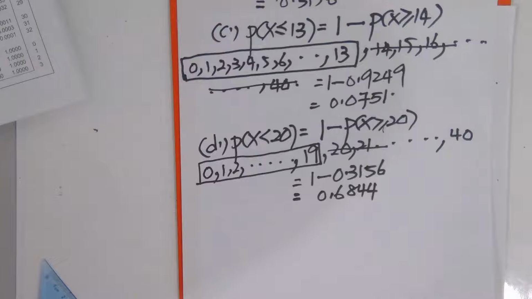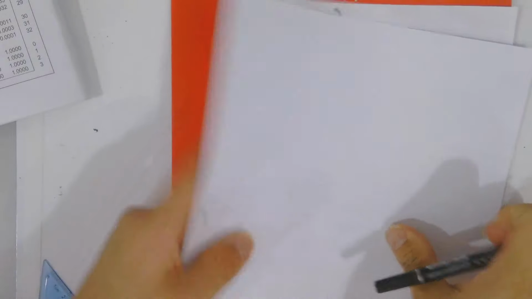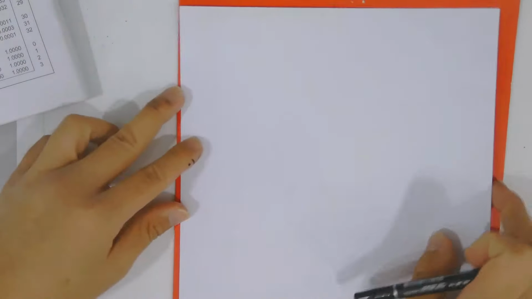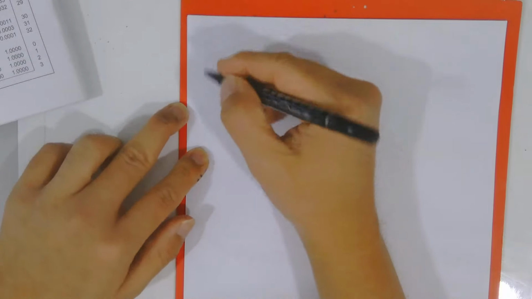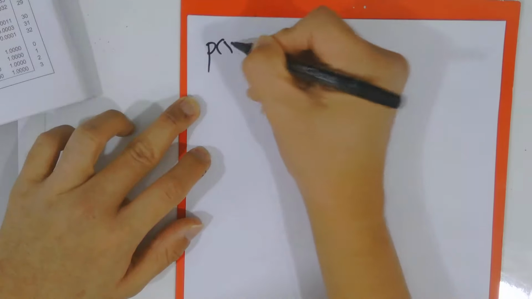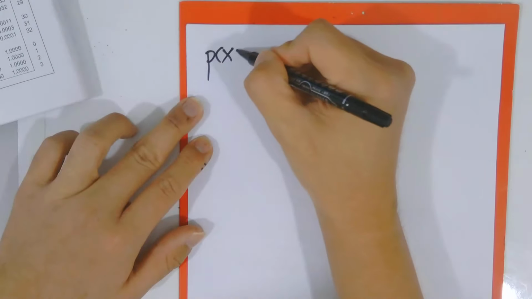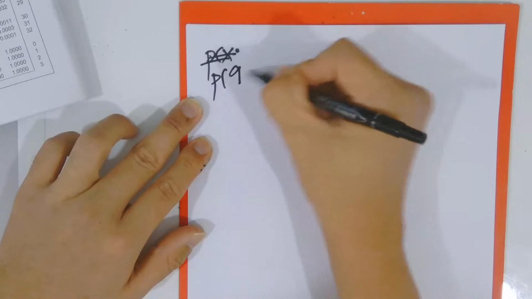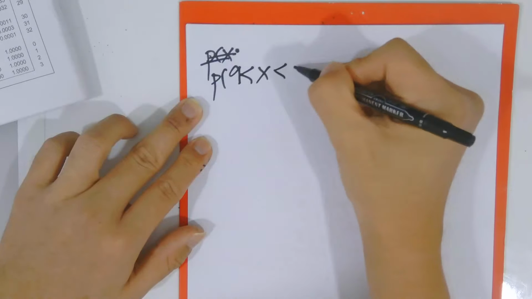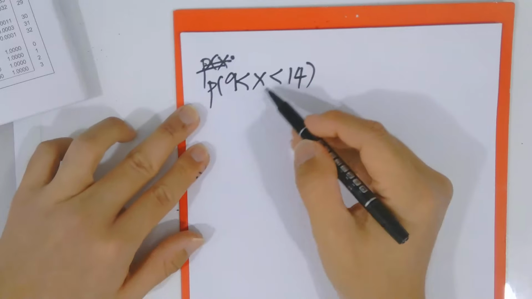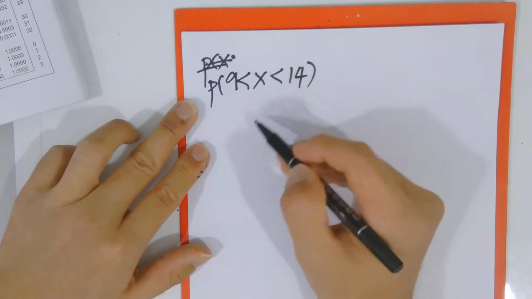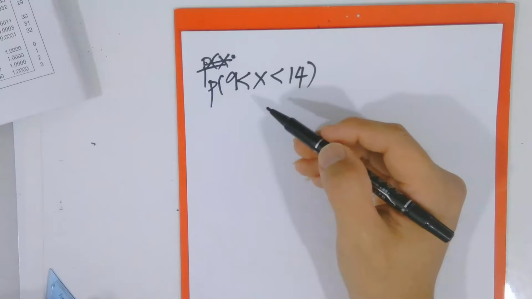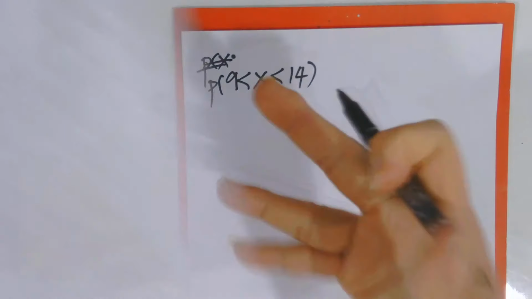Alright, now I go for further examples, more examples so that you have better understanding. Now, in case a question asks you to find the probability of x between 9 and 14, how do we do this? By using the statistical table.